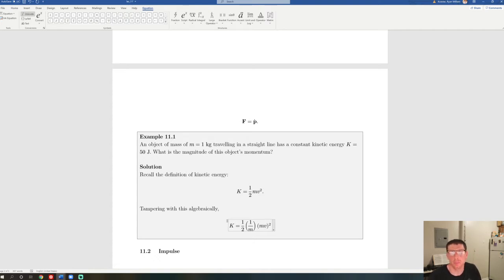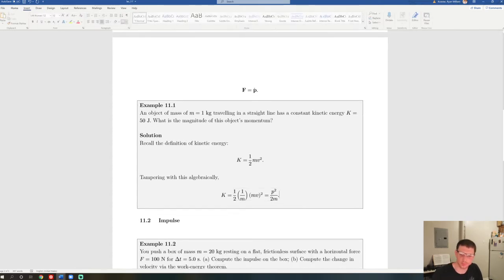And so if you were to expand this out, you would see that this is the same thing, right? Because you have the 1/2, you have the 1 over m that cancels out the m squared that you get from squaring that whole term inside the second set of parentheses, and then you're just left with 1/2 mv squared, right? And so this works out to be simply p squared over 2m.